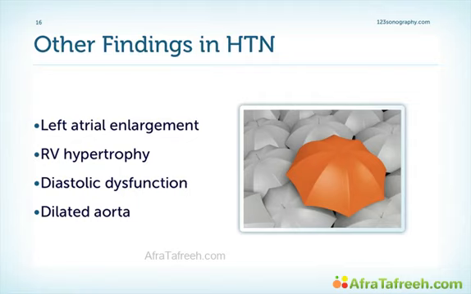I now want to turn away from left ventricular hypertrophy and look at other features of patients with hypertensive heart disease. We've already mentioned that we have left atrial enlargement in these patients. But what is interesting, we also see RV hypertrophy. So interestingly, there also seems to be another reason for the development of hypertrophy aside from the pressure overload of the left ventricle, which also affects the right ventricle. Diastolic dysfunction is a very frequent finding in hypertensive patients, and dilated aorta as well.